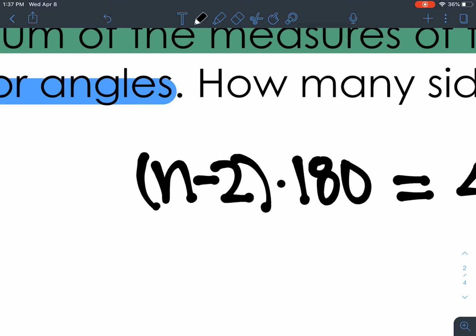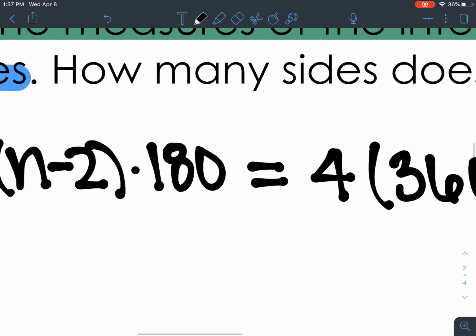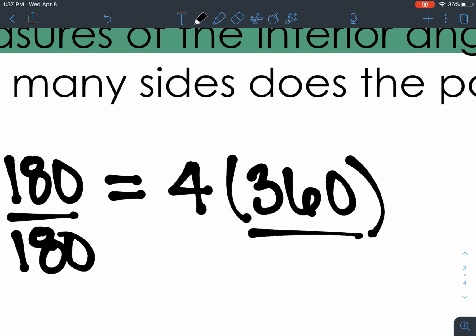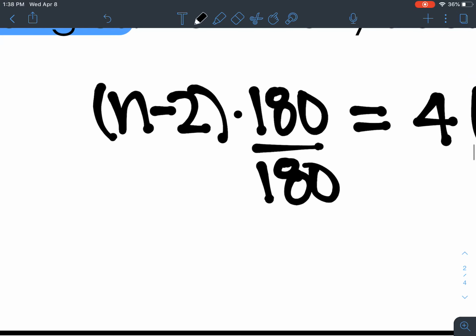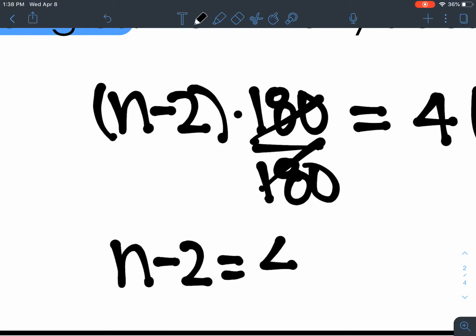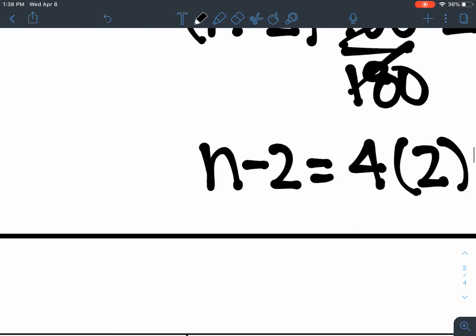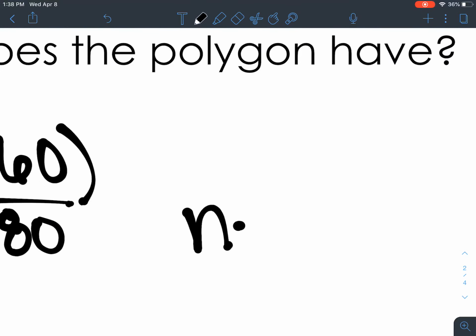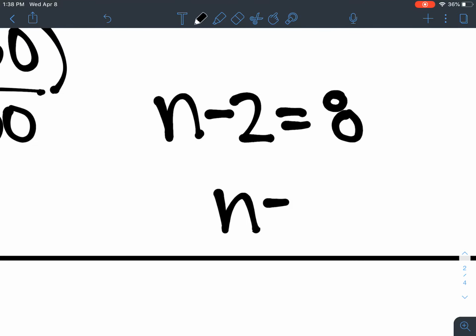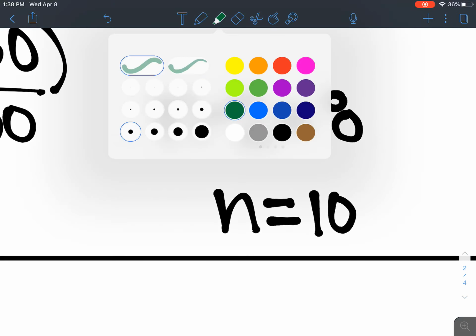So solving, however you want to do it, I'm just going to divide by this 180 out in front. I'm going to divide this by 180, and I'm going to get n minus 2 is equal to 4 times 360 divided by 180, which is 8. So n minus 2 is equal to 8, which means n is equal to 10. And that's my final answer.